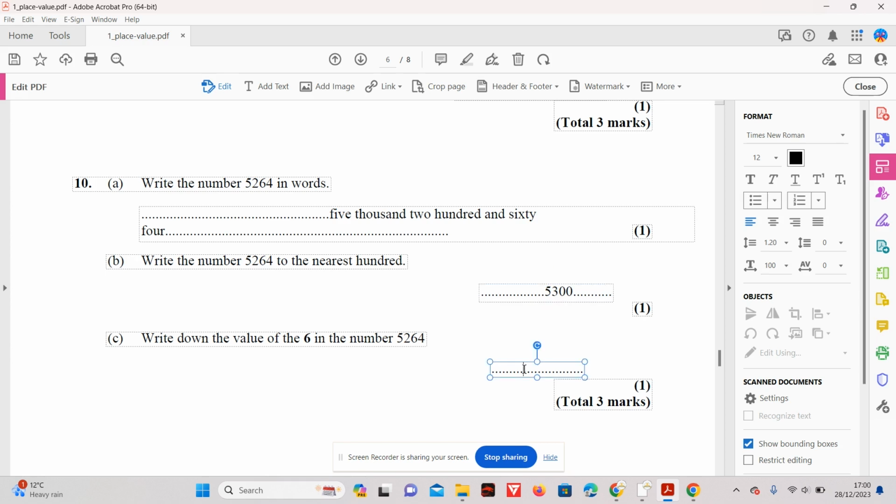Then the next question is write down the value of the 6 in the number 5,264. So when we say the number 5,264, you probably notice when I'm saying the number 6, it's 60. So we just simply type in 60, and that will be our answer.